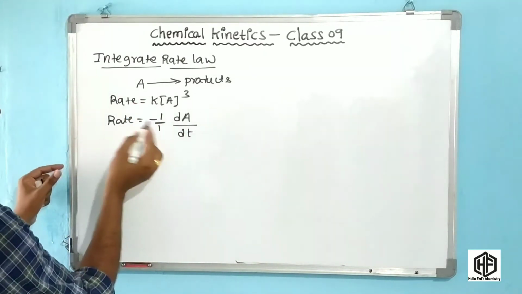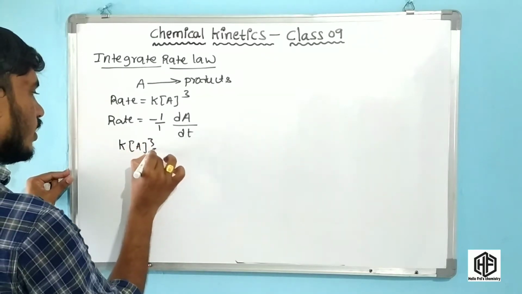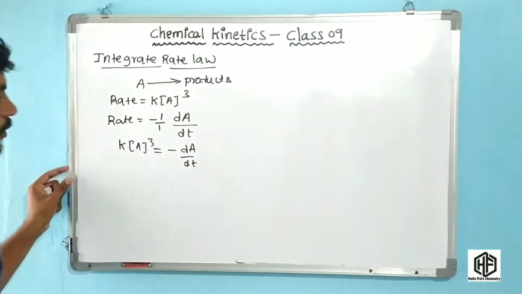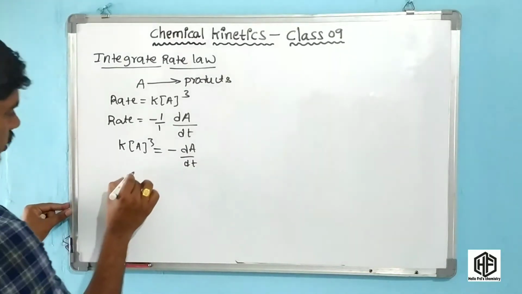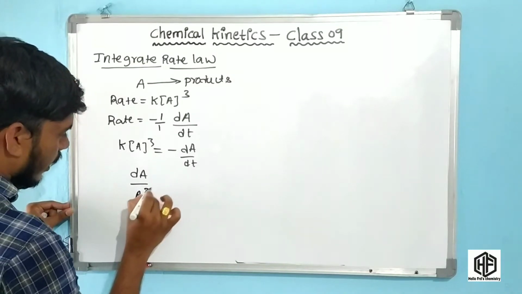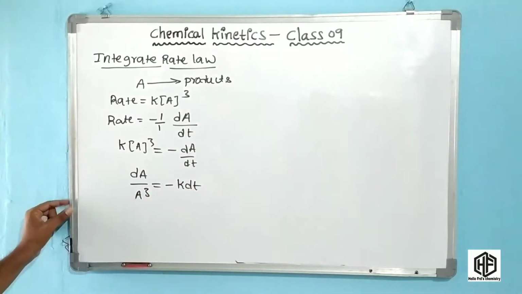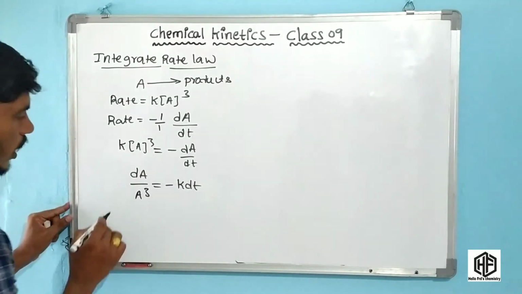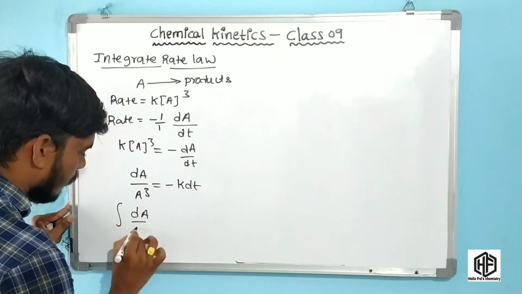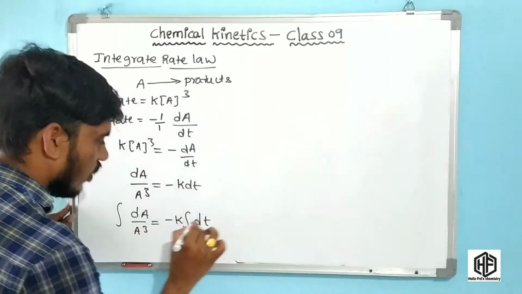Now these two are equal. K into concentration of A power 3 is equal to minus dA by dt. Keeping A terms on one side, dA by A cube is equal to minus K into dt. Finally, integrating this expression, dA by A cube is equal to minus K into dt.